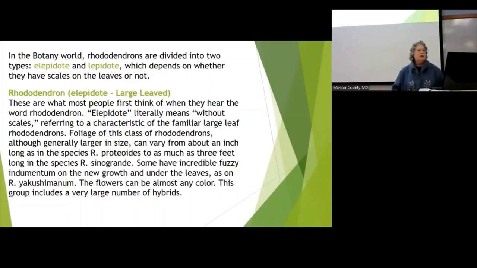The variety called Yakushimanum, and you may have heard somebody talk about a yak rhododendron or a yak cross, that's the native kind that's called Yakushimanum. The hybridizers love this plant. It has beautiful foliage, that gorgeous brownish fuzzy foliage. Also very nice flowers, a lot of good characteristics that hybridizers like. So if you hear that term, now you know where that came from.